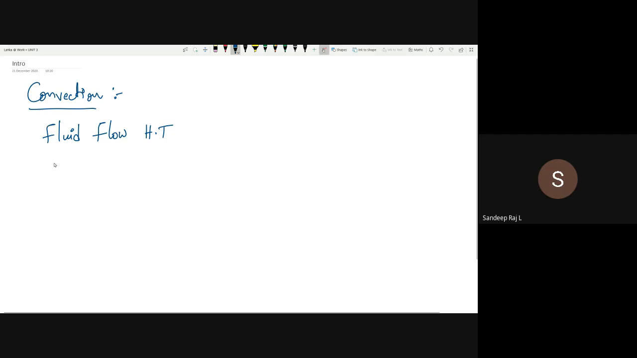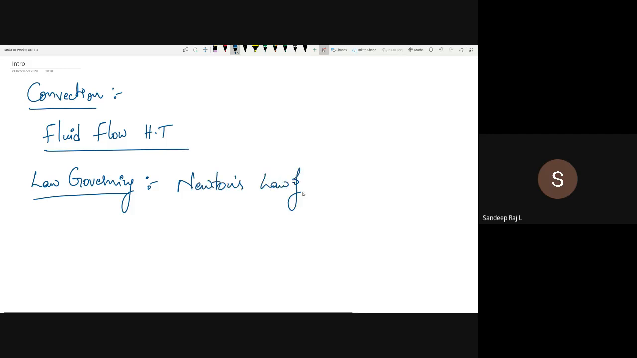So what is the law governing convection? Somebody say it. This can be a simple question that can be asked for 2 marks, even from the first unit or from the third unit also. So, the law governing convection: Newton's law of cooling. Good. It is Newton's law of cooling.